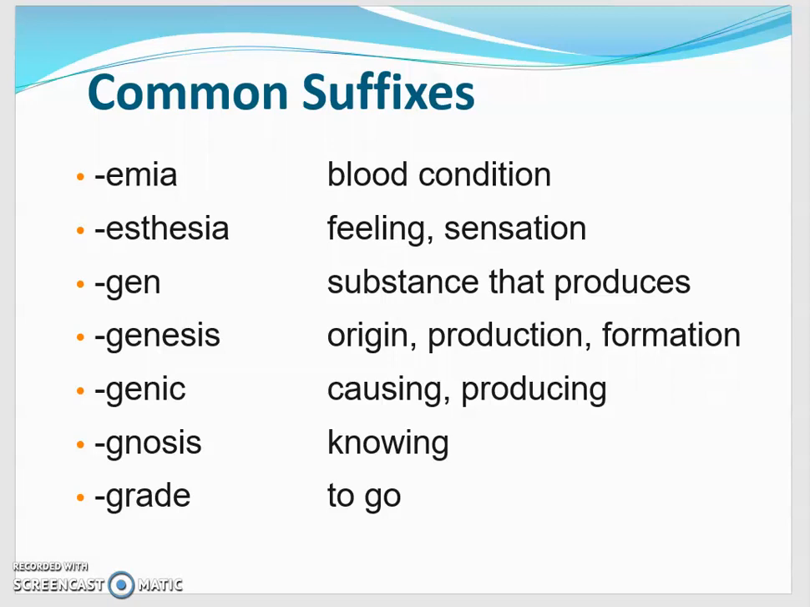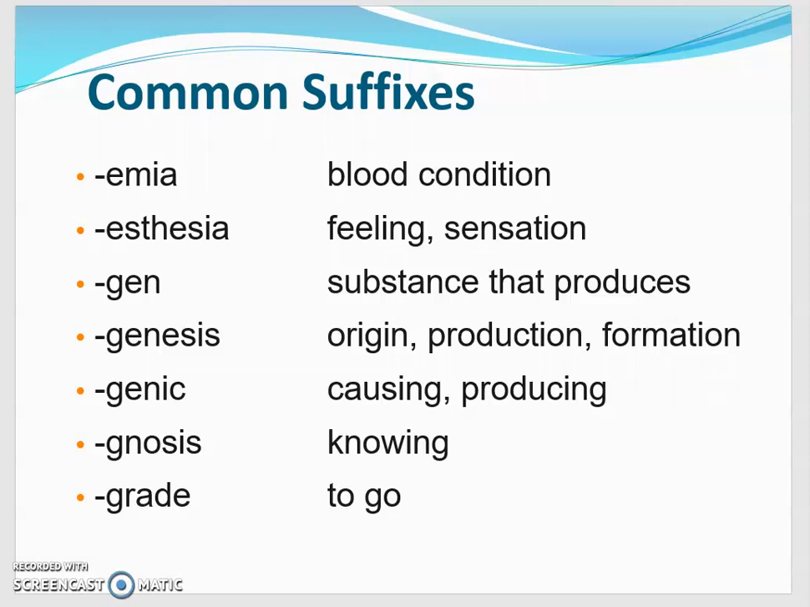It gives us the word genic, which means causing or producing. So gen produces, genesis is the origin, and genic is causing or producing. The next word, the G is silent, although you can say it for fun if you want, gnosis. But what it really is, gnosis, means knowing. It's the suffix associated with the word diagnosis, which would mean knowing through.